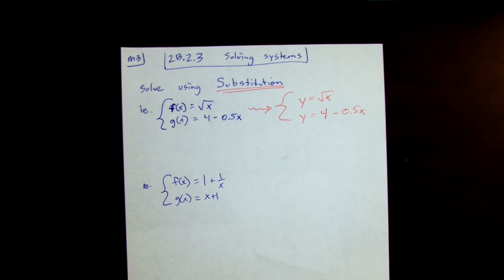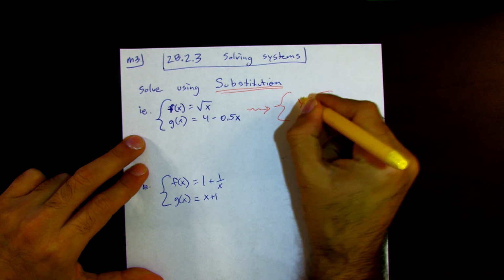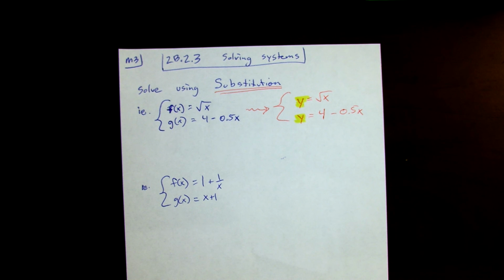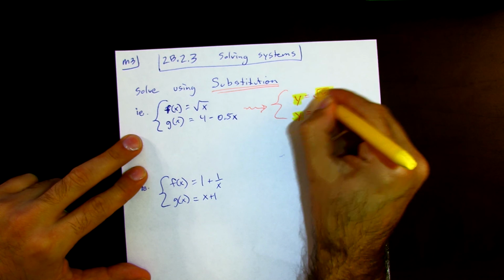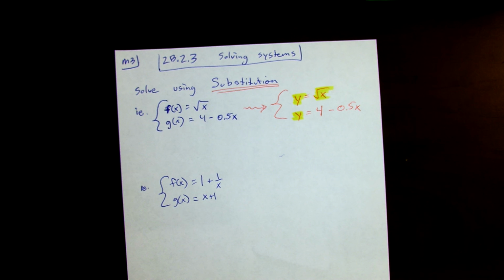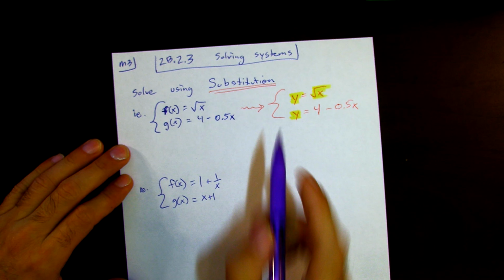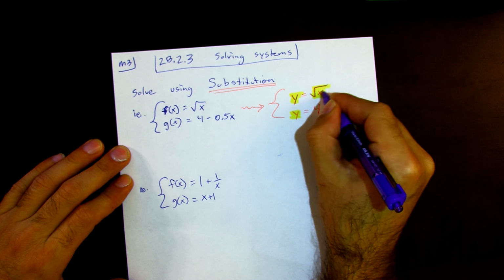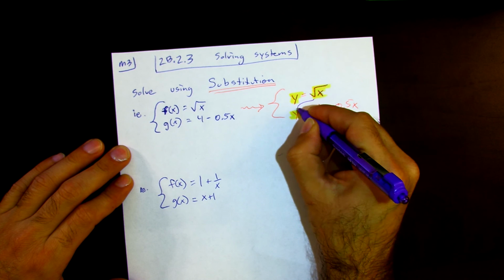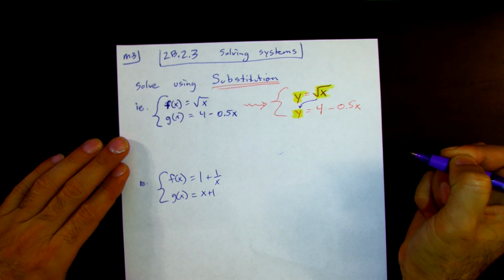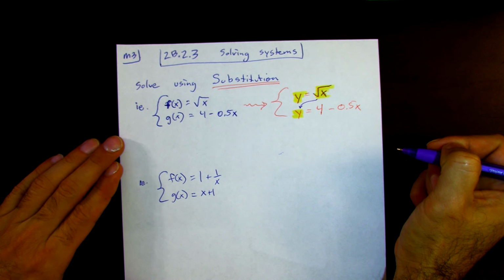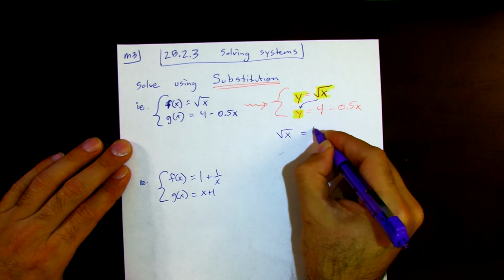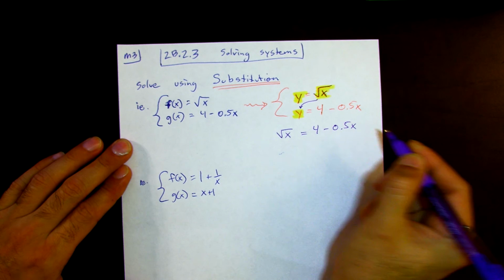The main thing here is that when you have a system, you can treat this y as if it is the same as that y, right? And since this y is equal to the square root of x, what we're going to do is rewrite this and use substitution. Since I know that y is equal to the square root of x, I'm going to put that square root of x in for this y down here, making a brand new equation where I only have x values. So watch what I'm going to do. That's here, that's 4 minus 0.5x.